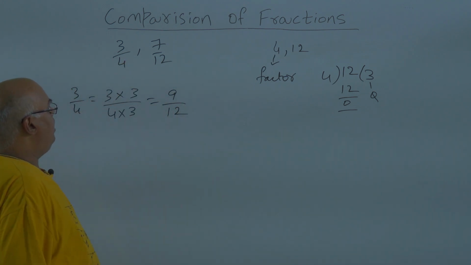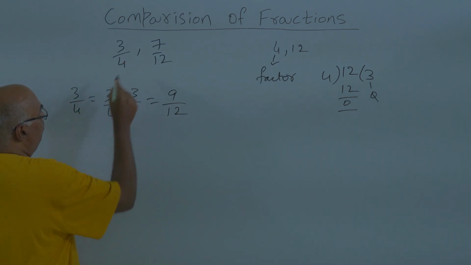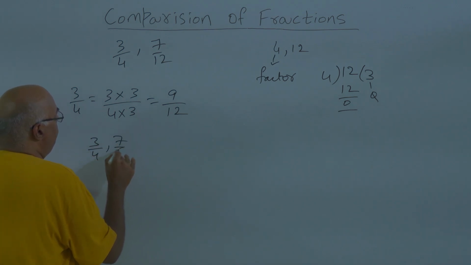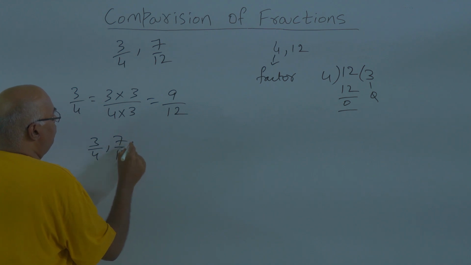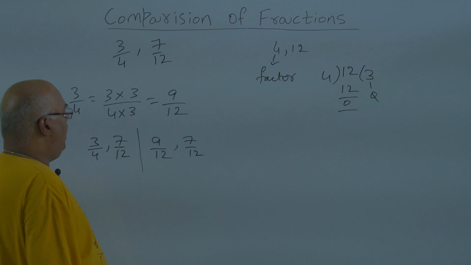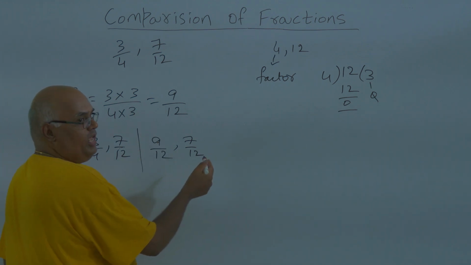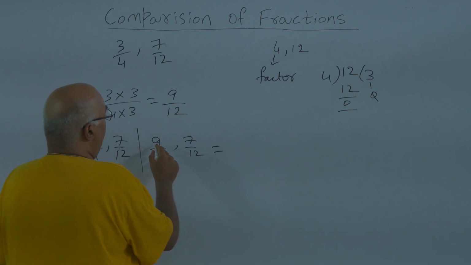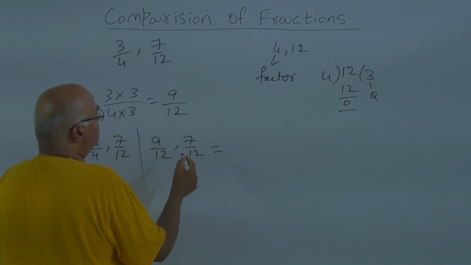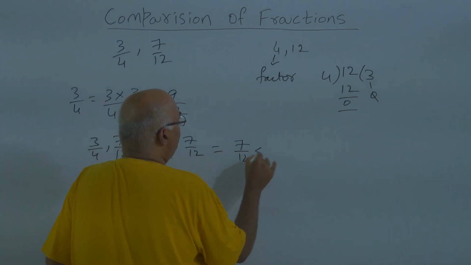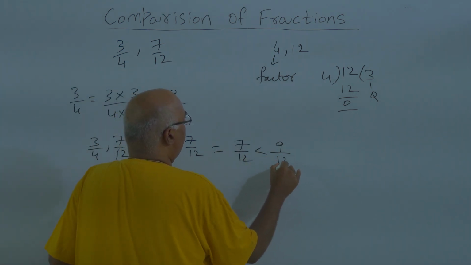And 7 by 12 you will leave it as it is. Now if you take the two fractions, 3 by 4 and 7 by 12, you have to compare these two fractions. So the same fraction 3 by 4 I have written as 9 by 12 and the other fraction is 7 by 12. Now both are like fractions, and you know how to compare like fractions. So in the numerator you have 9 and 7. Which is the smallest and which is the biggest? Yes. So 7 by 12 is less than 9 by 12.